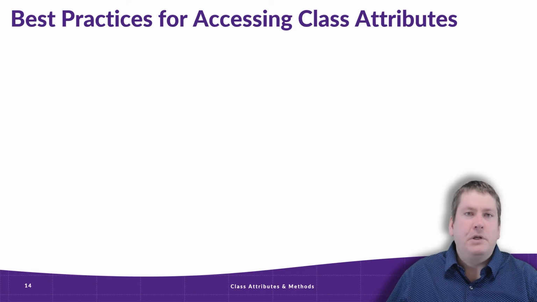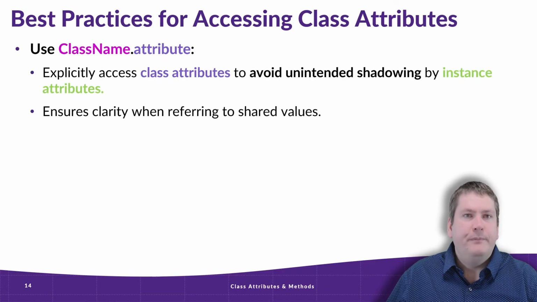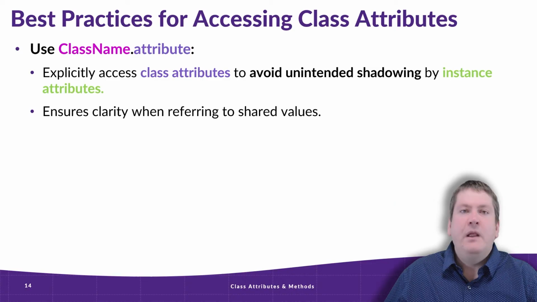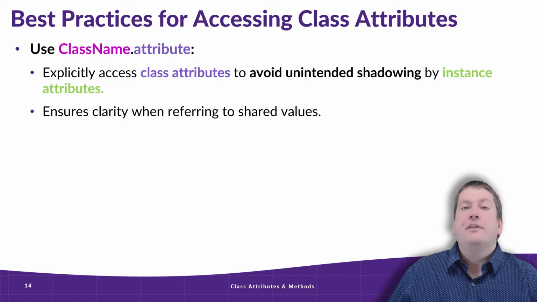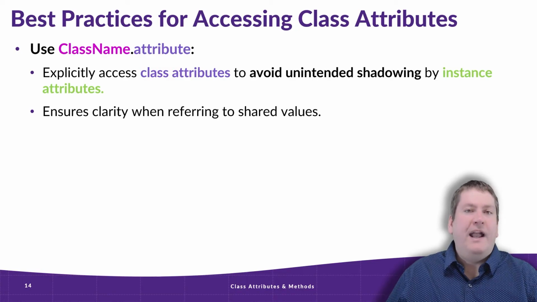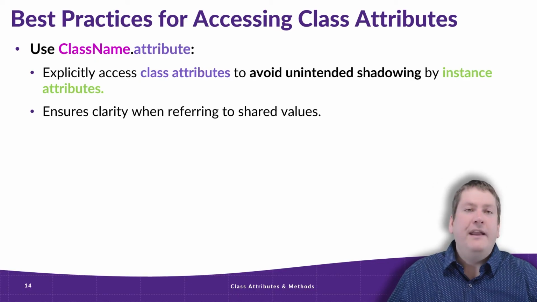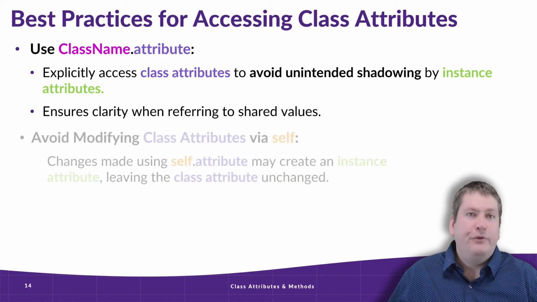So here I have a few guidelines on which way you should use. If everything's the same, you're not trying to do anything special, you should prefer the class name notation. That's class name dot attribute name. So explicitly access class attributes to avoid any unintended shadowing by instance attributes. This makes it very clear also to the people reading your code what you're trying to access. They don't have to try to trace through it and figure out, is this an instance attribute? Is this a class attribute? So in most cases, you should be using the class name approach.